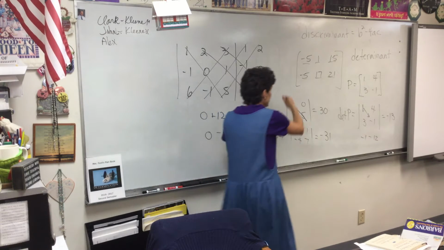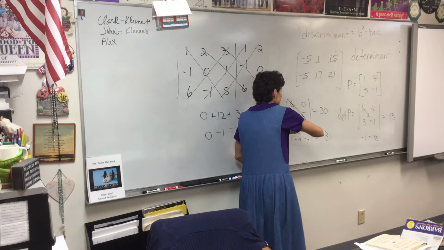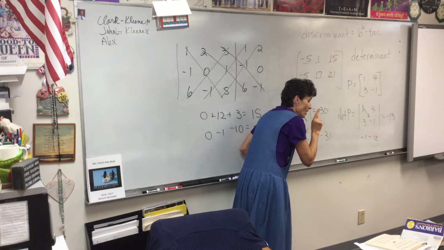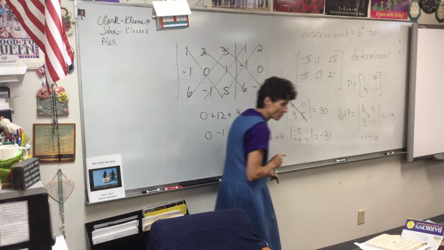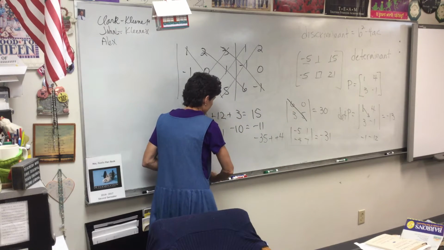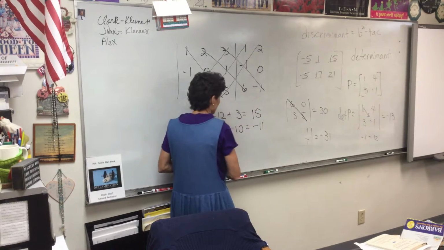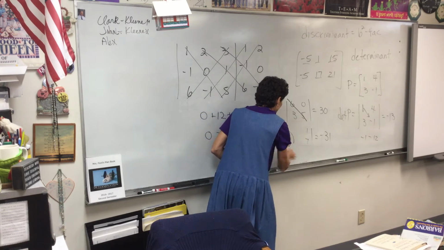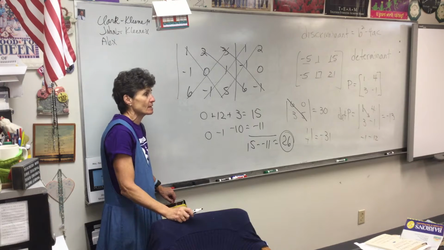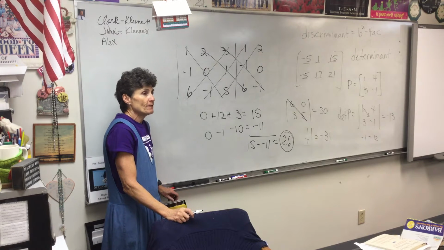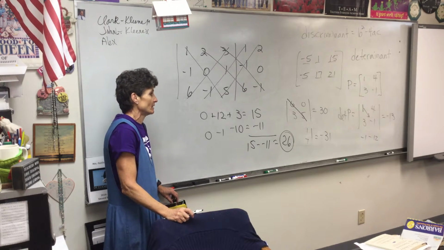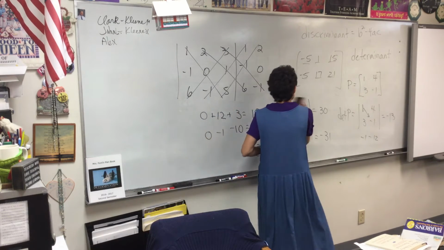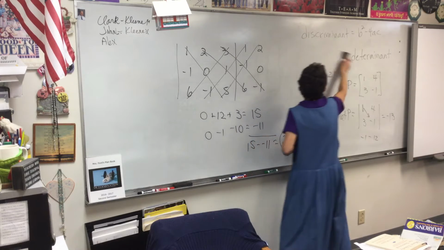Now, I did this diagonal, and I did this diagonal, and what did I do with those 2 numbers? I subtracted them. So now I'm going to take these 2 numbers, and I'm going to subtract them, which means the value of the determinant is 26. 15 minus negative 11. That is not hard. That is easy.